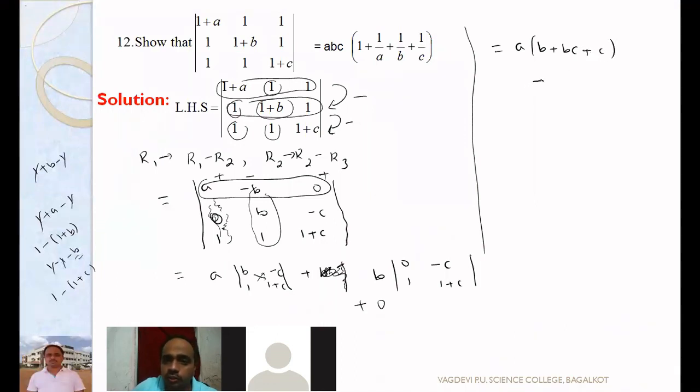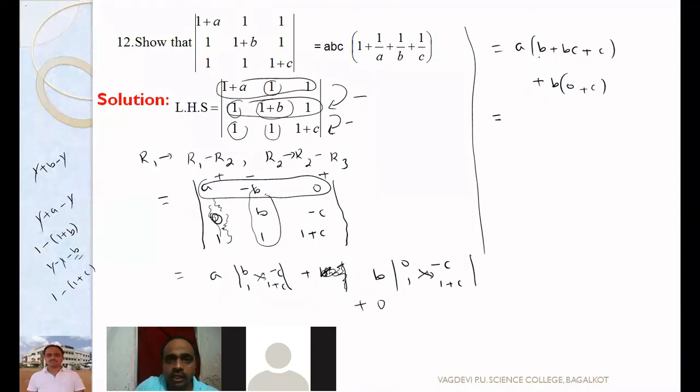Next, plus B into bracket. 0 into anything, 0 into 1 plus C, is 0. Minus of minus plus C, so we get 0 plus C. Am I correct?